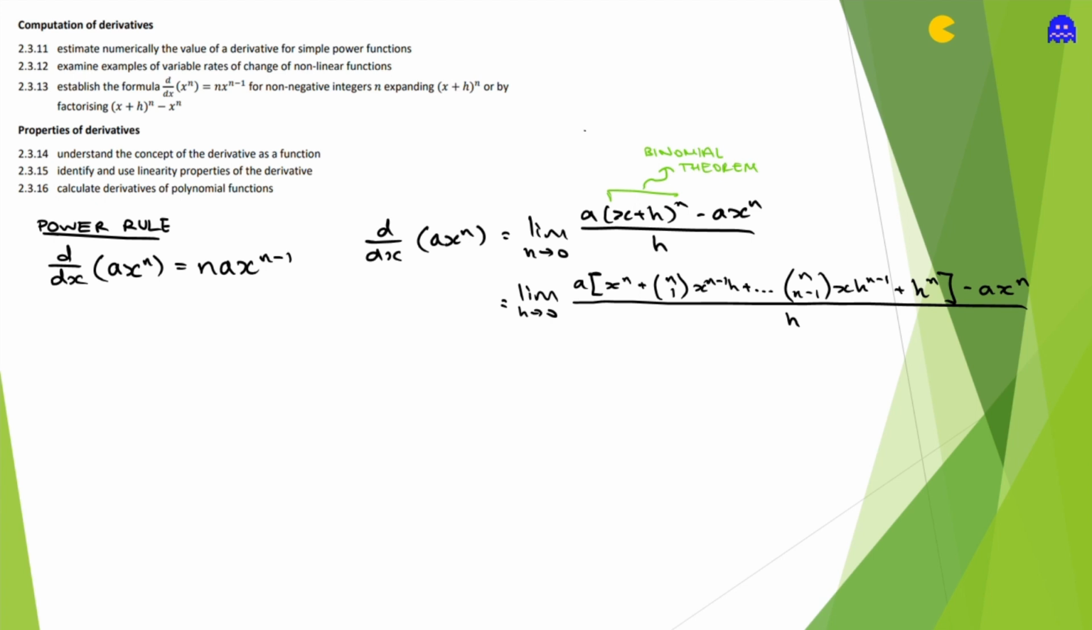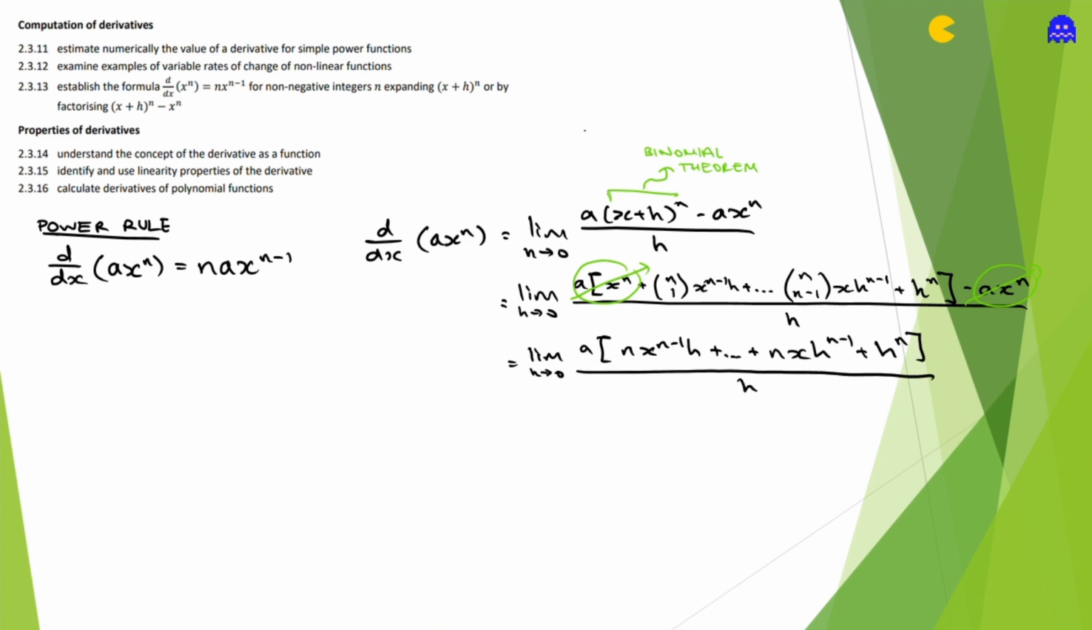So if we look here, we have an ax to the n value, we have an ax to the n value. Both of these values are equal to each other. This is subtraction, so they cancel out. And as a result, we have the limit, as h tends towards 0, of a n choose 1 x to the n minus 1 h. This can be written as n because n choose 1 is n. n choose n minus 1 is also n, x h to the n minus 1 plus h to the n, all over h.